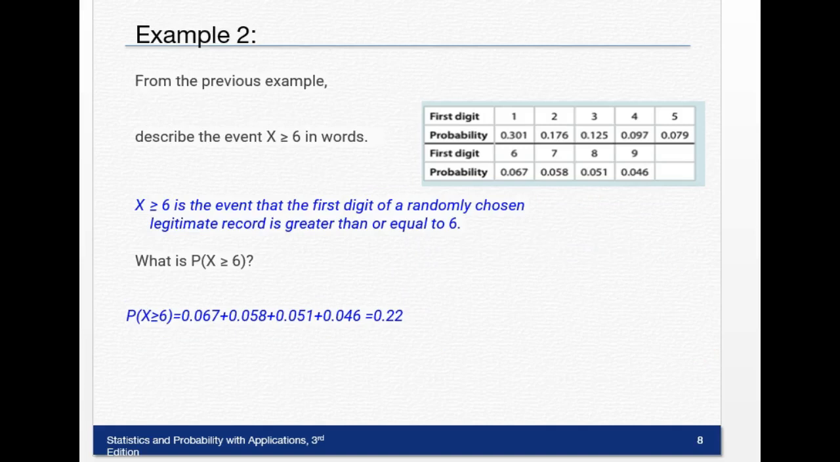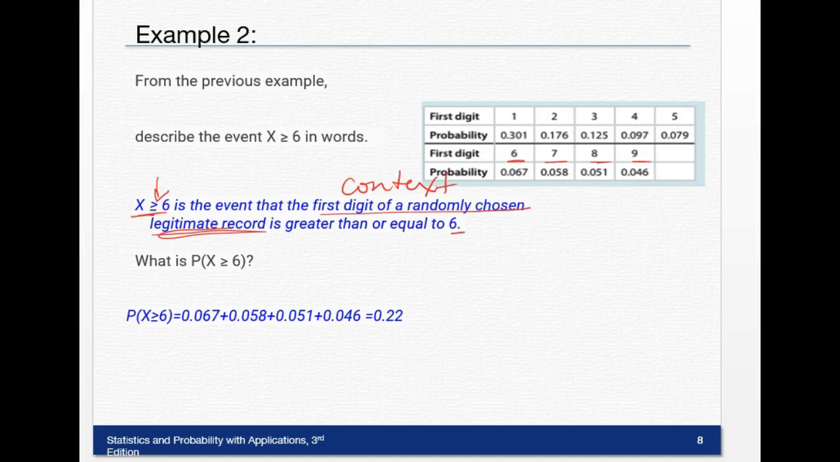Now, from the previous example, it says describe the event X is greater than or equal to 6 in words. You have to think about, okay, what does this 6 mean? Greater than or equal to 6 could be any of these values, right? The event X is greater than or equal to 6 is the event that the first digit of a randomly chosen legitimate record, that's context, right, is greater than or equal to 6. You have to include context in your answers for it to be correct. Okay? You've got to be able to read that this is greater than or equal to.